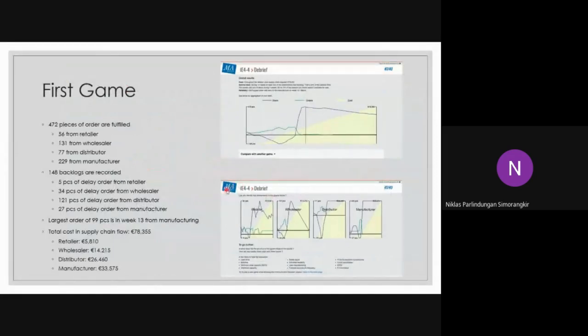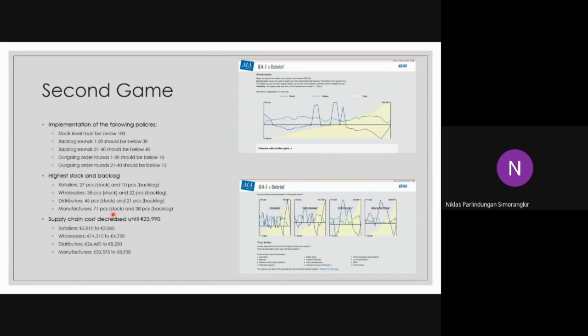Okay. So the retailer has 5,810 euros, the wholesaler 14,215 euros, the distributor 26,460 euros, and the manufacturer is the highest one, which is 33,575 euros. Now we're going to move to the second game.